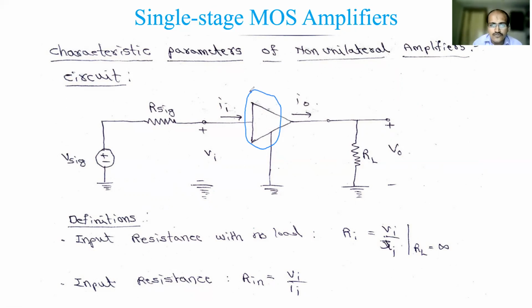Okay. So the input current we have shown as Ii, the output current we have shown as Io, and the input voltage we have shown as Vi. And the output voltage is taken across the load resistance RL. So here 2 different cases will come in a non-unilateral amplifier. Either the load resistance is connected or not connected. Based on that, you have 2 different values of Vo you can measure.